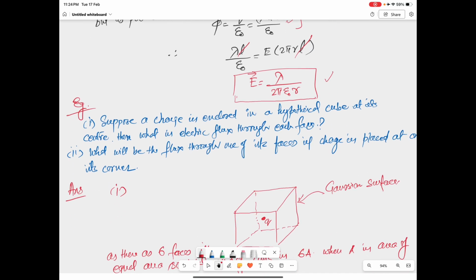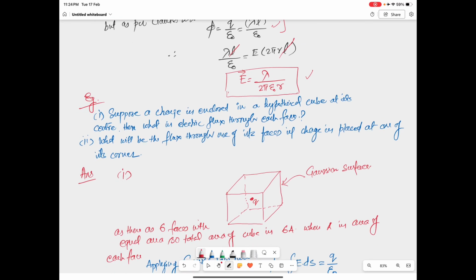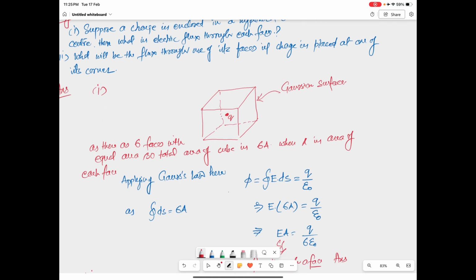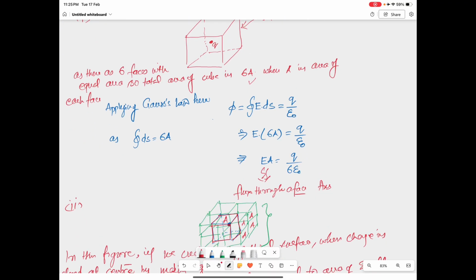Now the second most important and interesting example for a better understanding of Gauss's law is: suppose a charge is enclosed in a hypothetical cube at its center. What is the electric flux through each face? Here I have made a charge q inside a cube. It is a Gaussian surface, a hypothetical surface. So I am using Gauss's law: E dot dS is q upon epsilon naught. If the area of each surface is A, there are 6 such surfaces. So 6A into E will be q upon epsilon naught. So EA, which is the flux through one surface, will be q upon 6 epsilon naught.